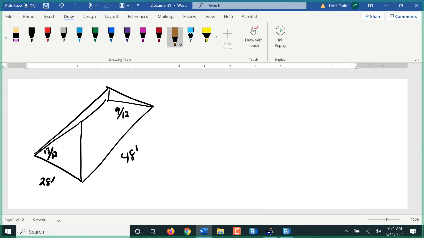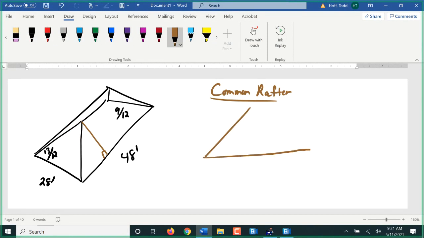So as always, we're going to start out with the common rafter. And we're going to do the common rafter right here at the point where it transitions from the ridge to the hip. So we're just going to look at this portion right here. We'll draw out our full triangle. We know this has a span of 28 feet and a slope of 9/12 on the common portion. We're looking for this height.